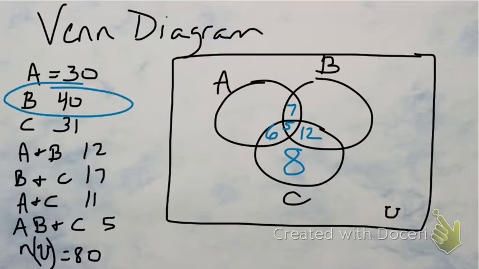Next, notice that set B has 40. However, we've already counted 7, 5, and 12 of them. Can't count it again. Take that 40 minus 7 minus 5 minus 12. When we do, we've got 16. 16 people lie in B and don't at the same time lie in A and C.